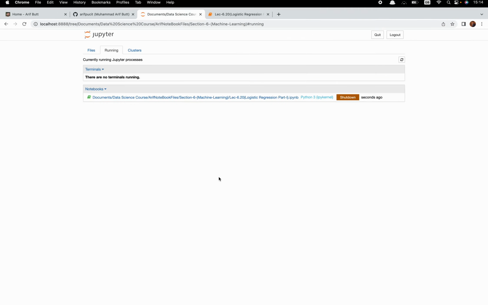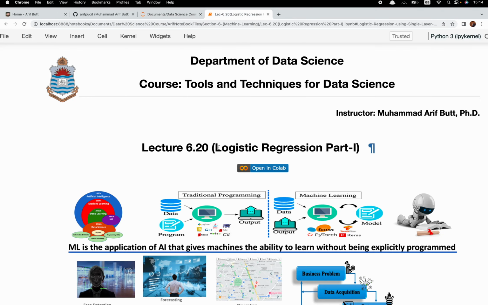Well, this is the Jupyter Notebook dashboard running locally on my machine at port 8888. And here is the notebook for lecture number 6.20 of the 6th module, Machine Learning, for the course titled Tools and Techniques for Data Science.